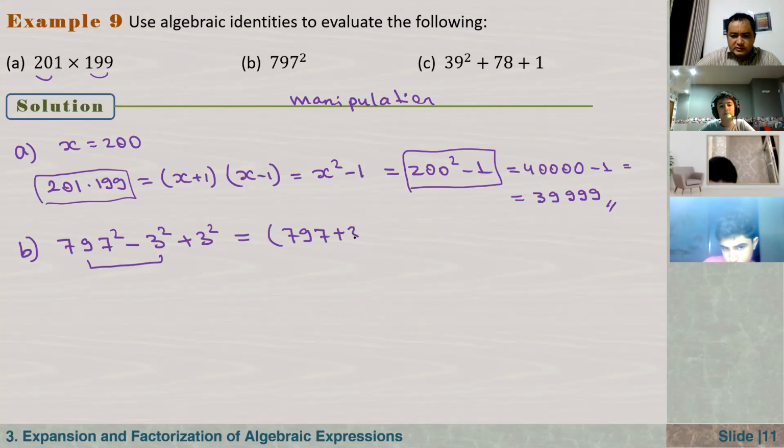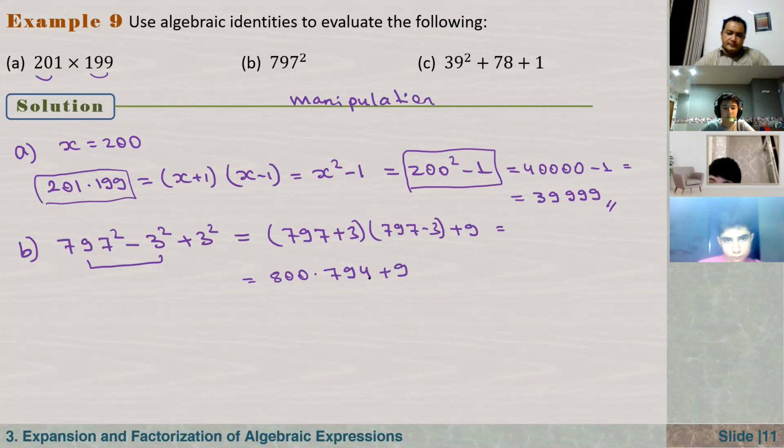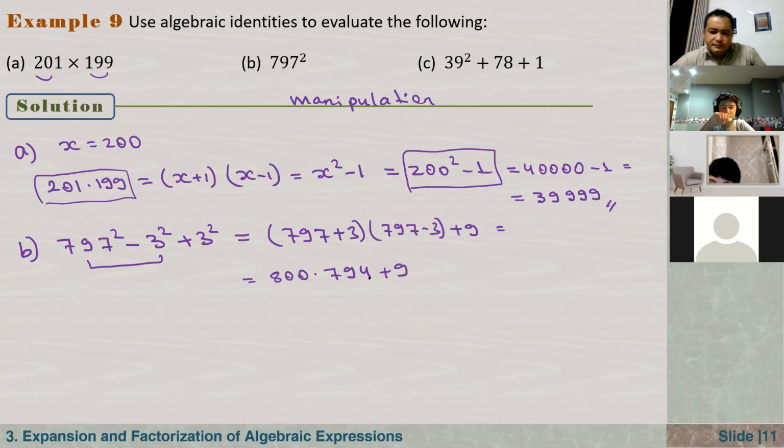So I can write it as 797 plus 3, 797 minus 3, and here we have plus 9, which is equal to 797 plus 3, it is 800, times 797 minus 3, it is 794, plus 9. But actually, Ibrahim, it didn't work. We can calculate this, but it's a bit hard. Do we have any other method here?